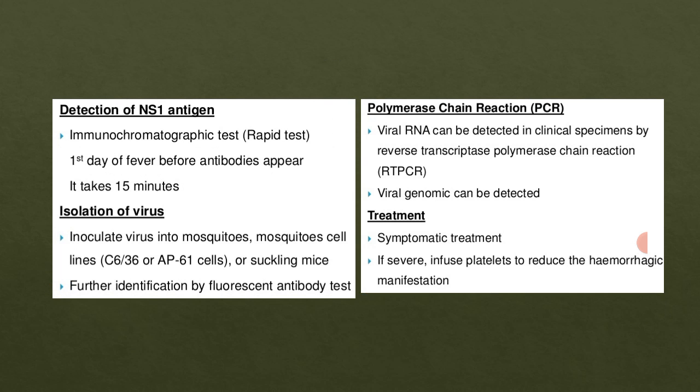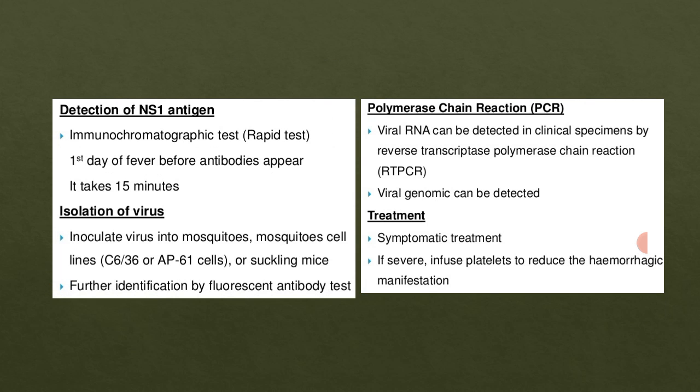Then next, the isolation of virus. Now as we have discussed in cell culture, in tissue culture, the isolation will be done by inoculating the virus into mosquito cell lines, or the suckling mice. In that mice also the virus can be isolated. Then further identification by the fluorescent antibody test.